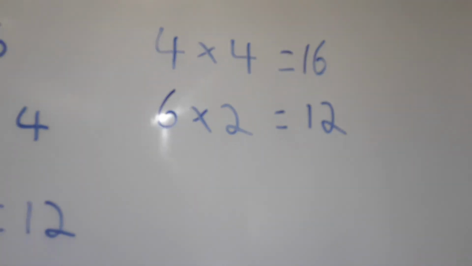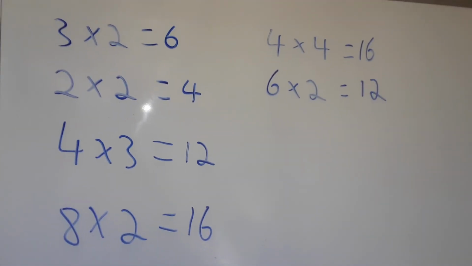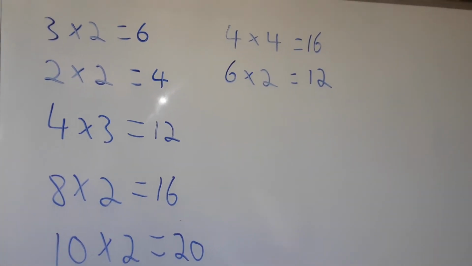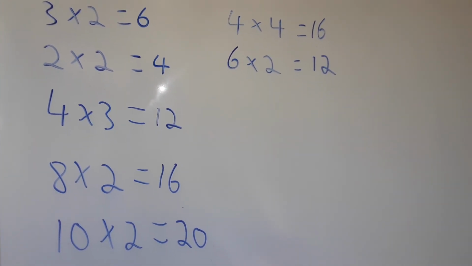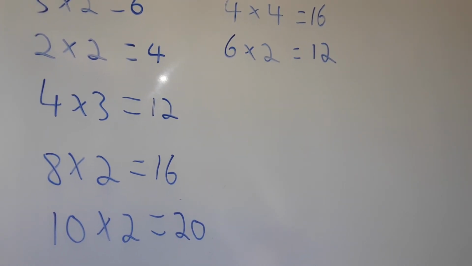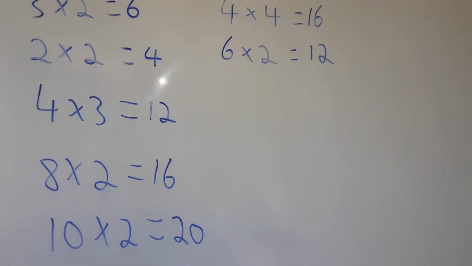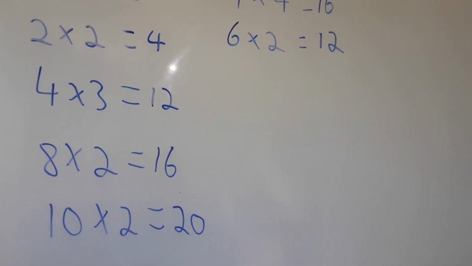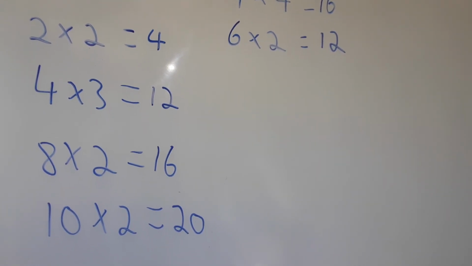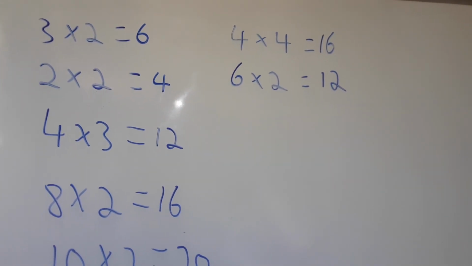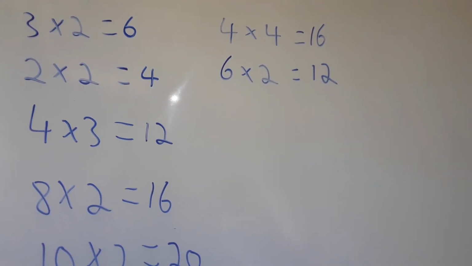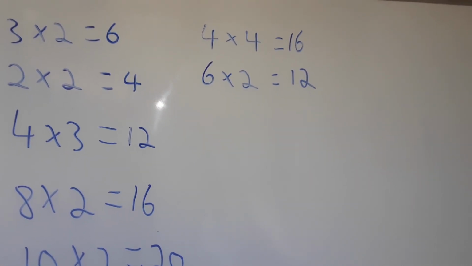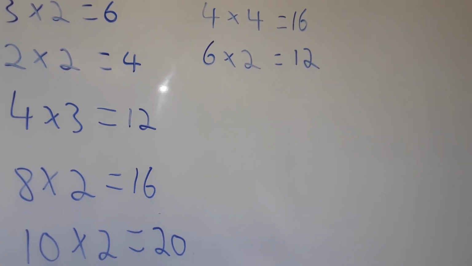Let's have all our answers. Let's see them. 3 times 2 gives us 6. And then 2 times 2 gives us 4. 4 times 3 gives us 12. 8 times 2 gives us 16. 10 times 2 gives us 20. And then we have 4 times 4, which gives us 16. 6 times 2, which gives us 12. These are the basic multiplication.